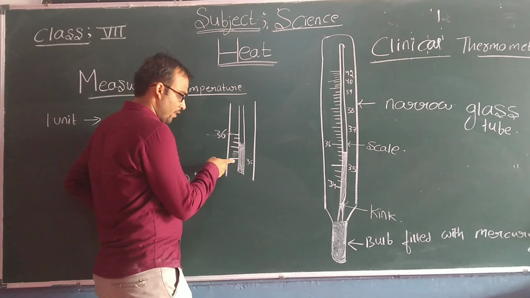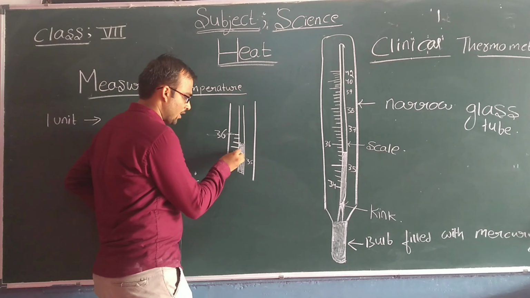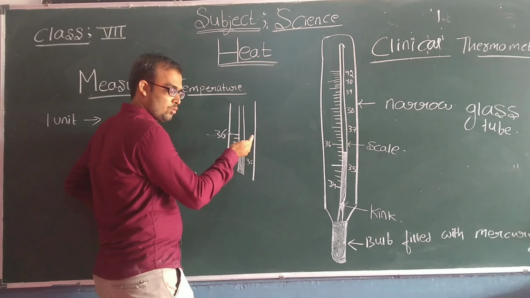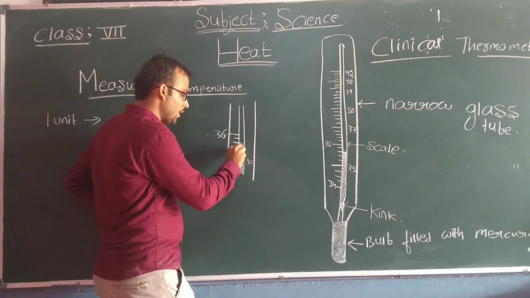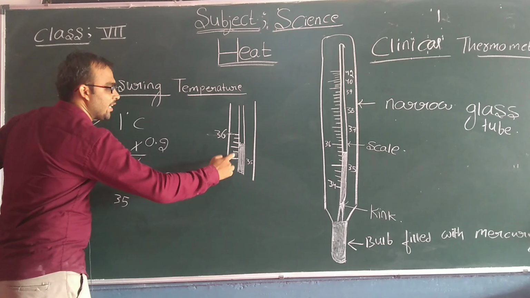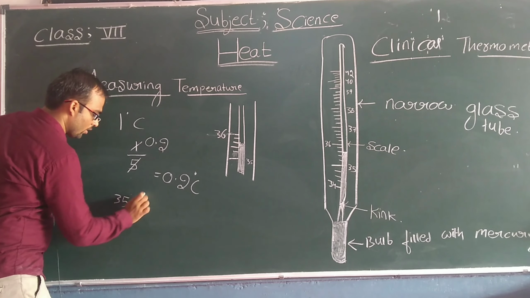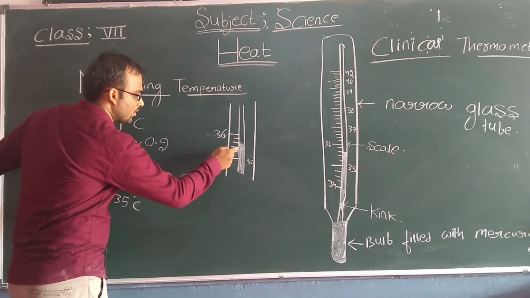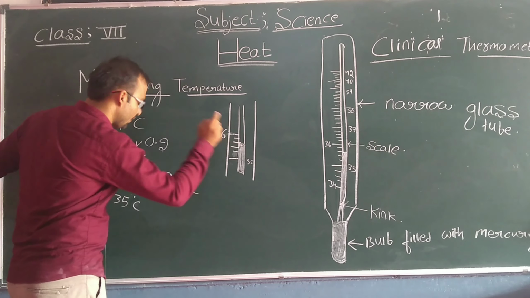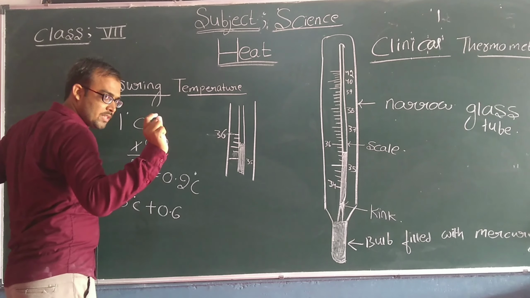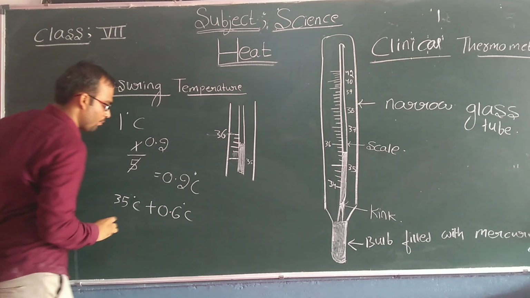And look here, the level of mercury has crossed 35. How many small divisions has it crossed? 1, 2, 3. It has crossed 3 small divisions, that is 0.2 plus 0.2, that is 0.4, plus 0.2, that is 0.6. So here your body temperature will be 35 degrees Celsius, as it has crossed 35, plus 0.6. One smaller division is 0.2.